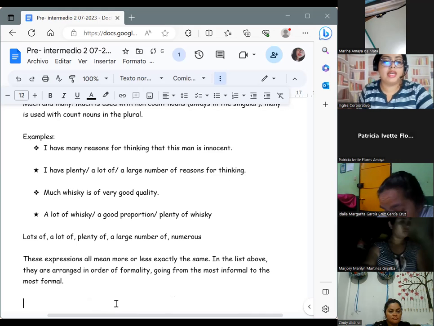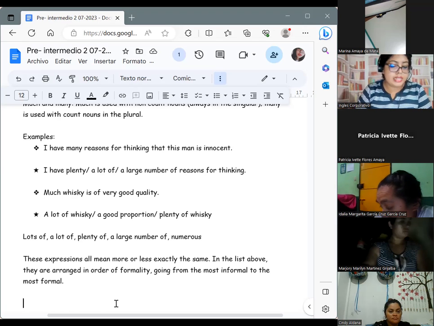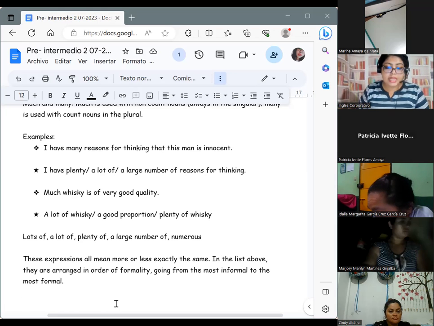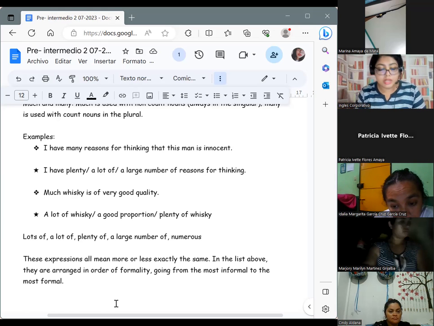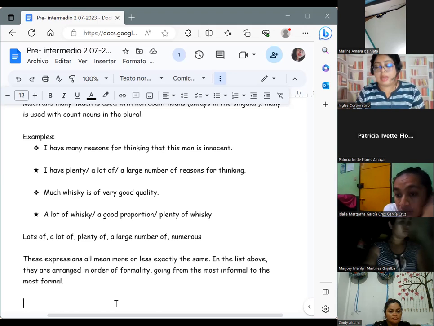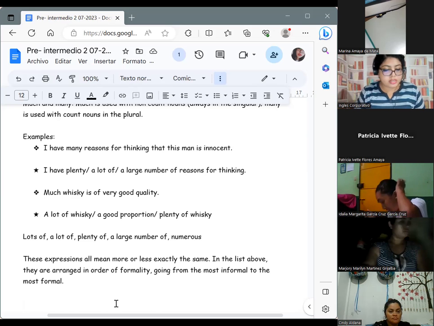Okay, now we are going to see number three. In these last minutes of this session, we are going to see the third category. There are the small quantity quantifiers. And tomorrow we are going to see a recapitulation of this topic, and we are going to have some more examples. We are going to talk also about a few or few, and little or a little. We are going to see the difference between a few or few and little or a little. Then we are going to see some extra examples of these words.